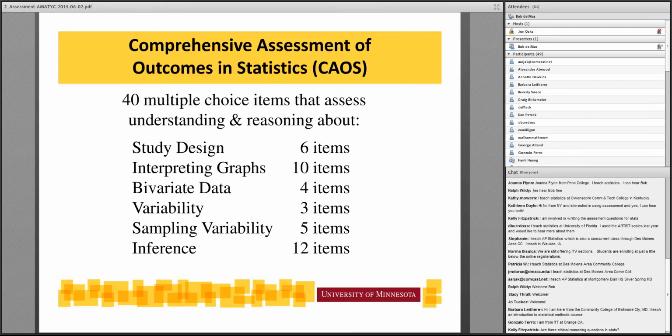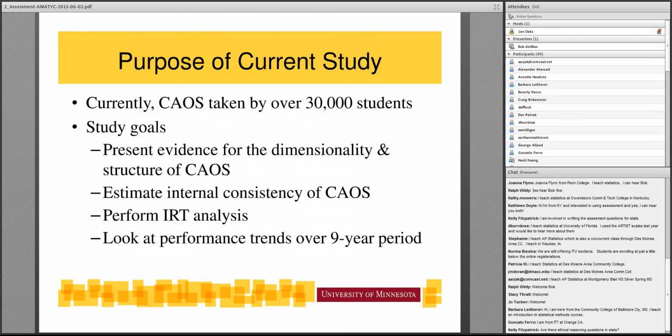And then what we're going to do is move into a little more technical information about this test, the CAOS test. So we launched the CAOS test online in 2005, and since then there have been over 30,000 students who have taken it. So we have quite a bit of information. So I feel that there's a lot I can tell you about the properties of this test, and about the understanding of statistics, as measured by the CAOS test, of the students who have taken it.